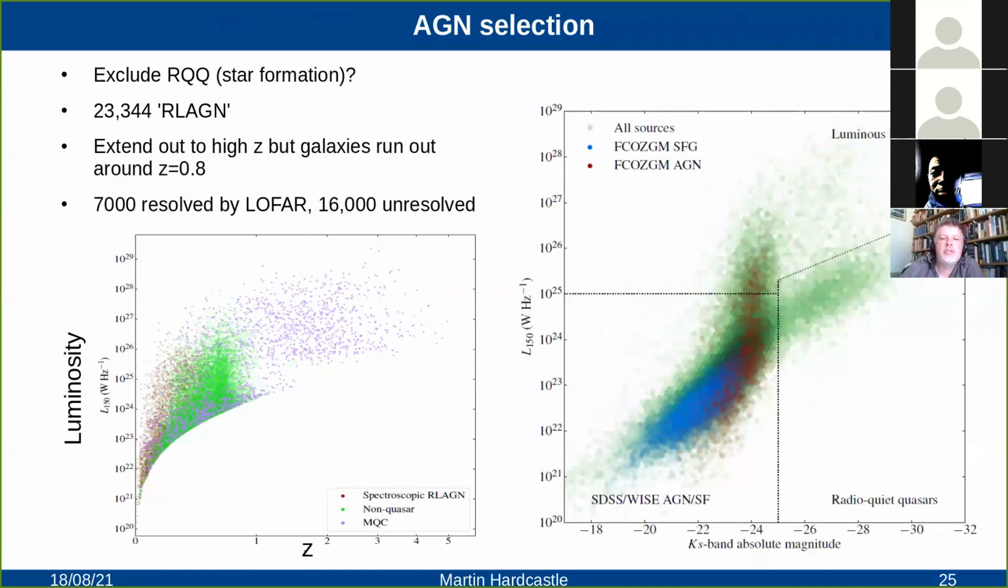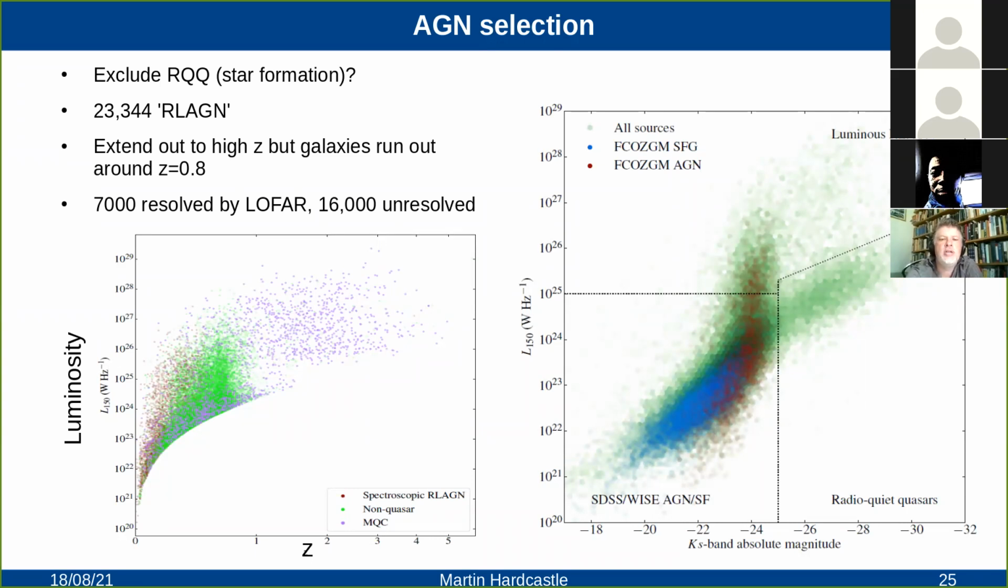Now, my interest is in going to higher redshifts. So we generated a much larger sample than was used by Sabater et al. We went out to about redshift 0.8 because that's where the galaxies start running out. This was based on Pan-STARRS observations, and Pan-STARRS depth kind of stops working at redshift 0.8. And we had about 23,000 objects that we classified as radio loud AGN.